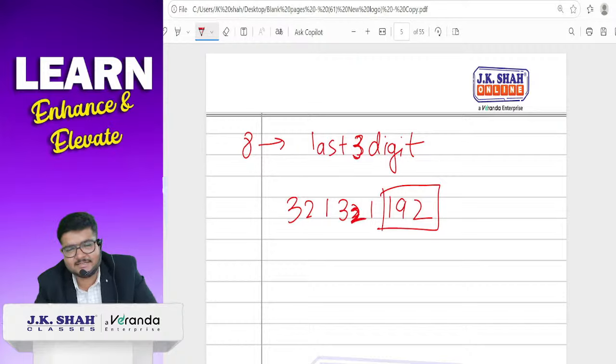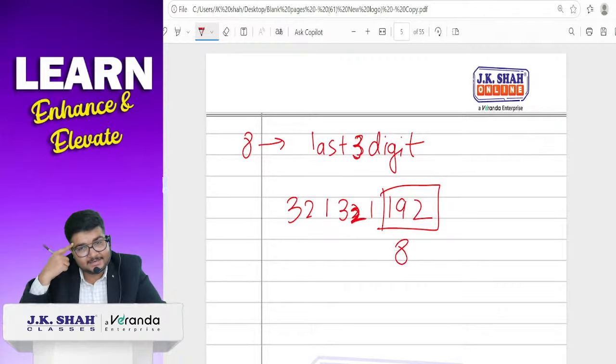Are the last 3 digits divisible by 8? Yes or no? Let us check. Let us divide it in our mind. 192 divided by 8.